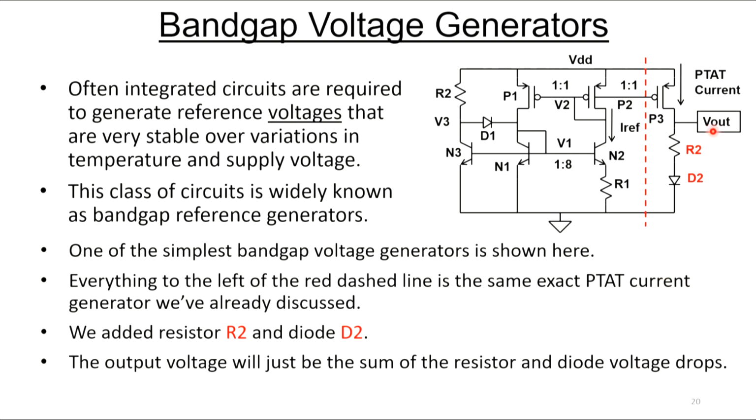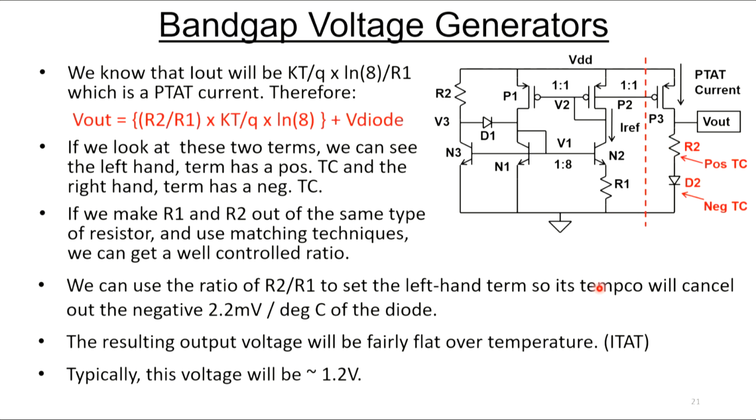So the output voltage here is just going to be the drop of the diode plus the drop of the resistor. Let's talk about that. So we know from many, many times, the output current is going to be this KT over Q times the log of 8 over R1. And the drop in the resistor is just going to be that current times R2. So that's the left-hand part of this equation right here. The right-hand part of this equation is just the diode drop.